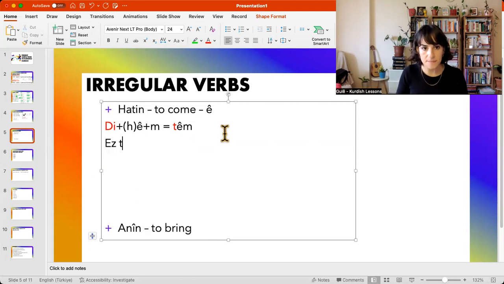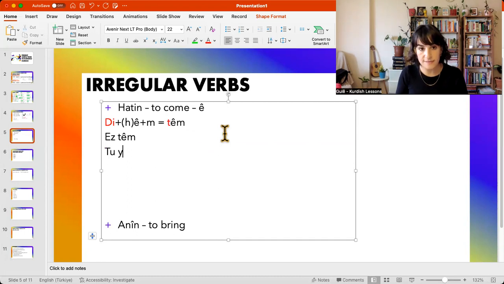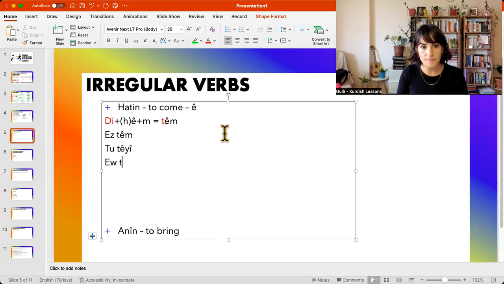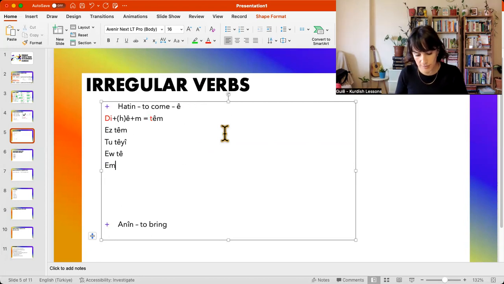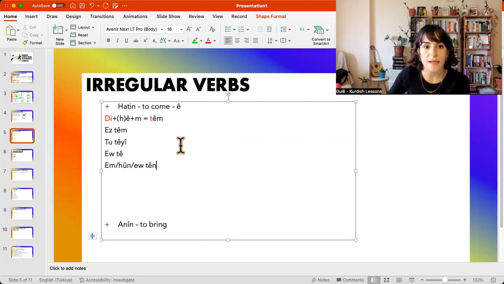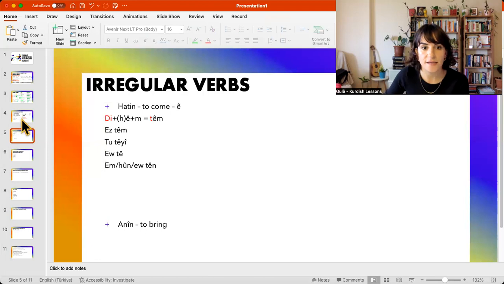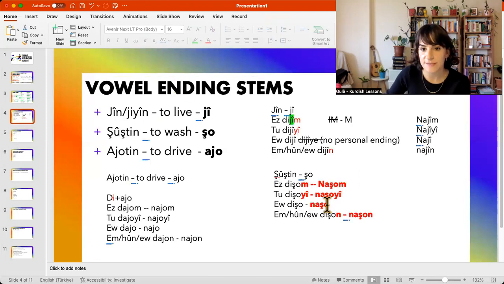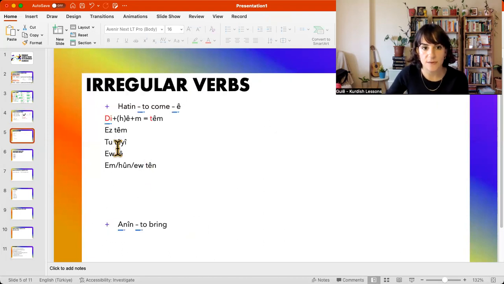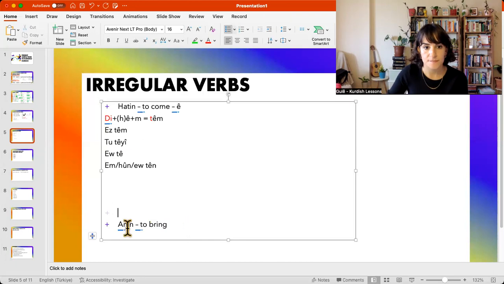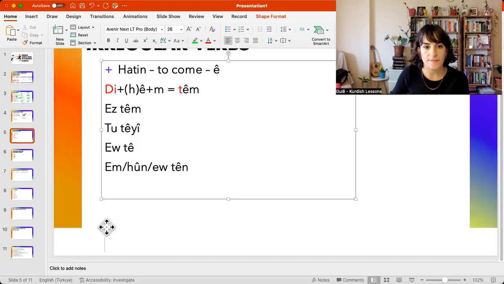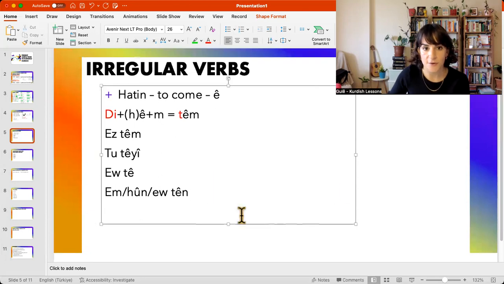Now, let's conjugate for all pronouns. So it's as tem, tu teyi, au te, am hun au ten. So here again, third person singular doesn't take anything like previous vowel ending stems. You see, sho, ji, ajo. So same for this one, au te.